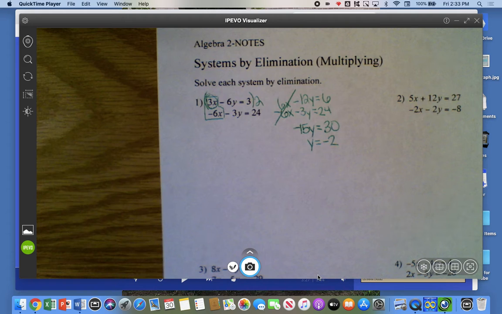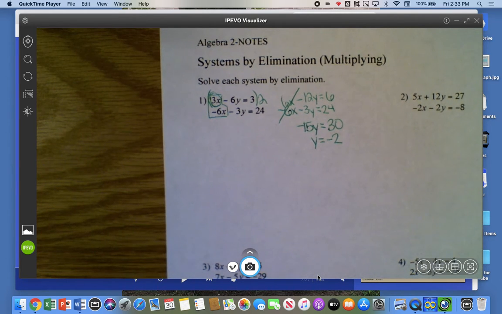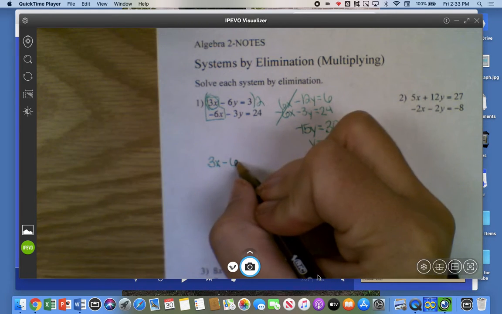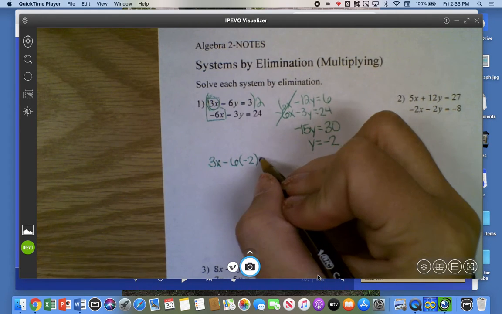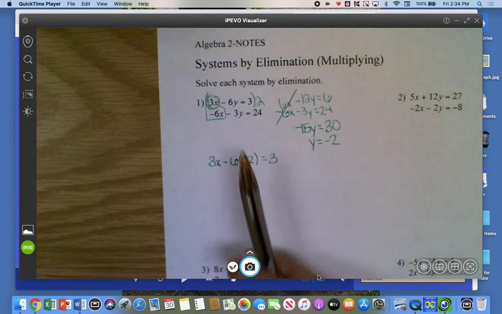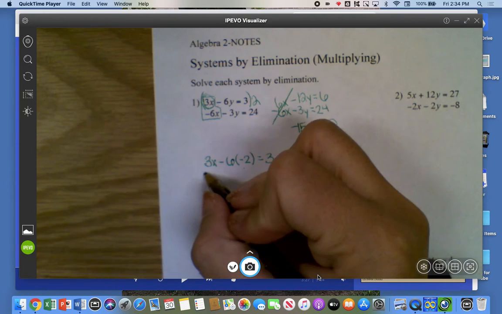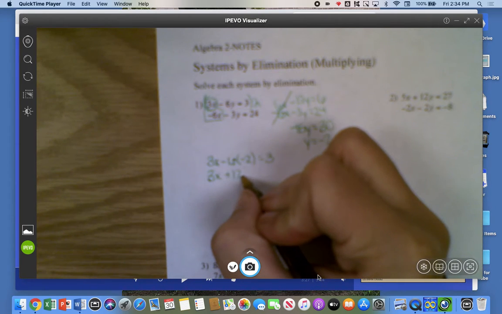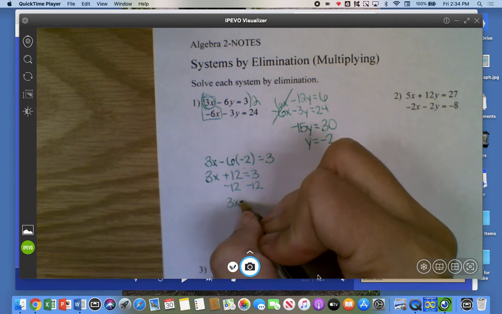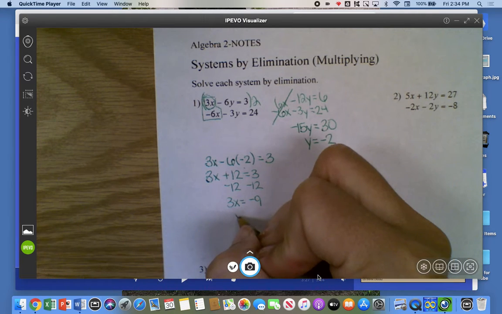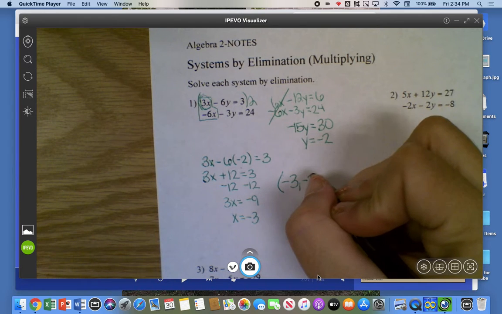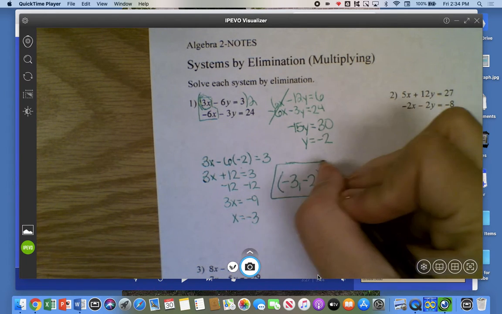Now, just like last week, we got to plug that number back in. It doesn't matter if you pick the top or the bottom equation. I'm going to pick the top equation just because it is smaller numbers to work with. So I went back to the original, 3x minus 6y equals 3, and I plugged in my negative 2. So now to solve that, I got 3x plus 12 equals 3, and then I can subtract my 12 from both sides. 3 minus 12 gives me a negative 9, and I divide and get negative 3. And then as always, we write our answer as an ordered pair. X goes first, and then our y coordinate.